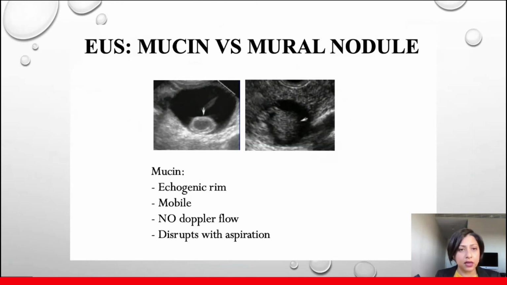So again, this is a nice image, on the left-hand side, you've got a mucin ball versus a mural nodule on the right-hand side. So under EUS, you can use the Doppler flow to see that the mural nodule often does have Doppler flow, and the mucin ball will not have any Doppler flow. And we can also pass a needle into the lesion, and the mucin ball will usually disintegrate or disrupt, whereas the mural nodule won't, and you'll be able to target it for biopsy.